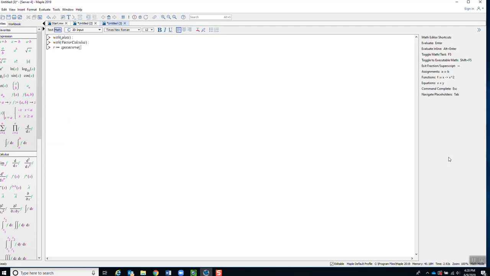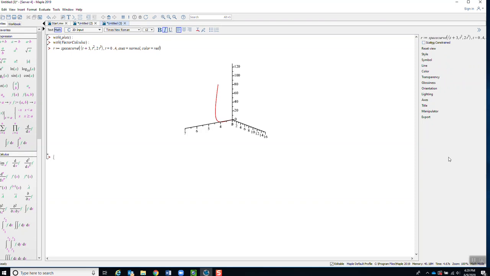for my trajectory, which was t plus 3, t squared, 2t cubed. I'll plot that from t equals, let's say, 0 to 4 seconds. And let's do axes equal normal, and let's plot it in red. All right, so there's my space curve.